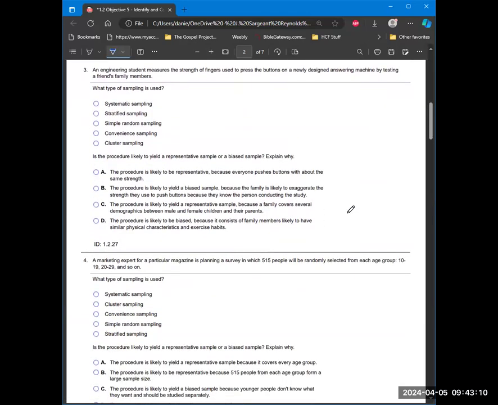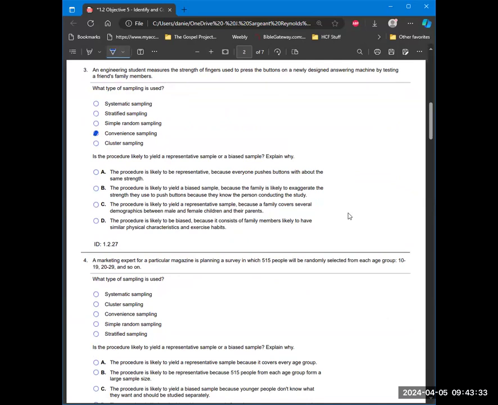An engineering student measures the strength of fingers used to press the button on a newly designed answering machine by testing a friend's family members. So what type of sample is used? That's a convenience sampling.